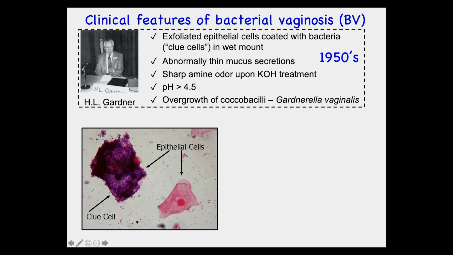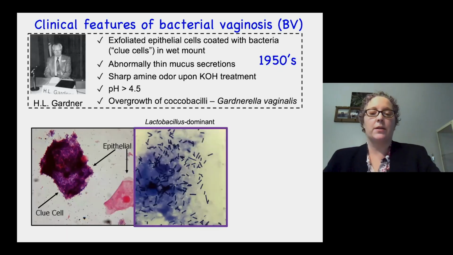One of the things that Gardner also found, and that was reconfirmed upon a lot of the molecular techniques that were used later, which I have already showed you data about, was that these women also had overgrowth of coccobacilli, and this turned out to be Gardnerella vaginalis, as I've already shown you. Another way to look at the microbiome is by doing a gram stain and looking under the microscope.